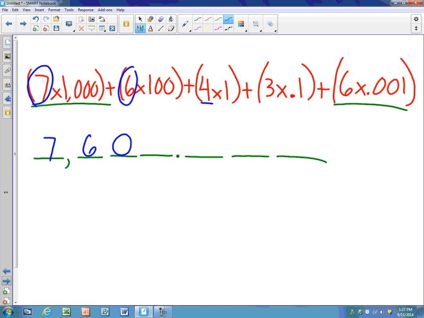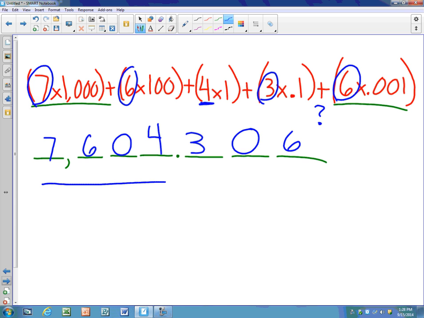Then in the ones place, I have a 4. And then I go out to the next, which is the tenths place, and I see there is a 3 in the tenths place. There is no hundredths place. So since there's nothing for hundredths, I'm asking myself, what should I put there? I put a 0. And then in the thousandths place over here, I put my 6, which leads me to my number 7,604 and 306 thousandths.